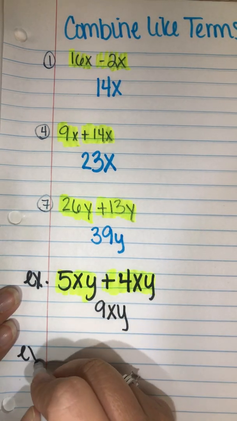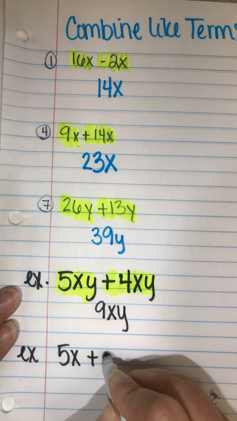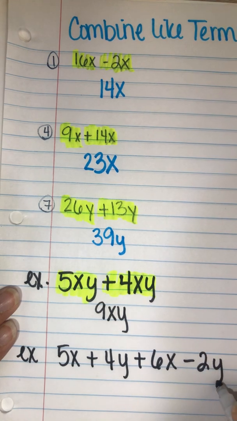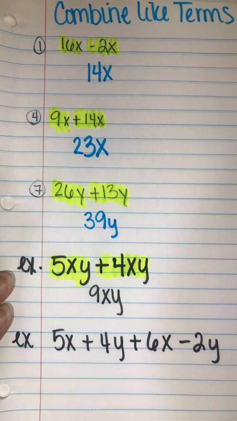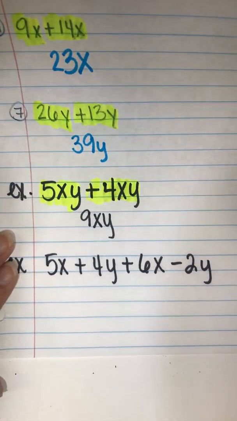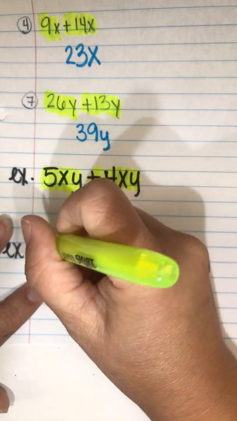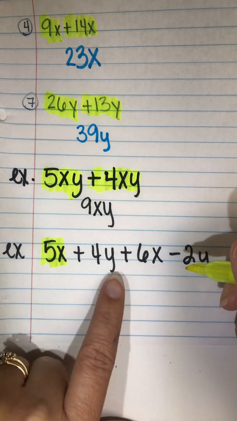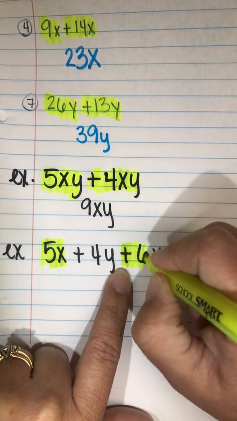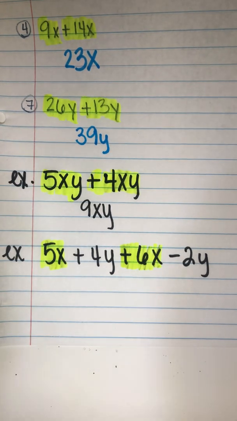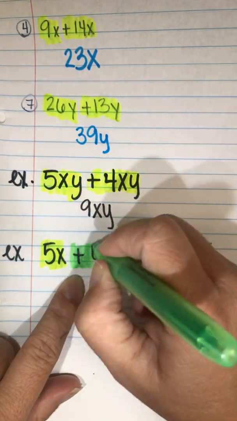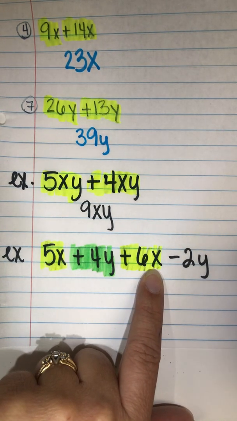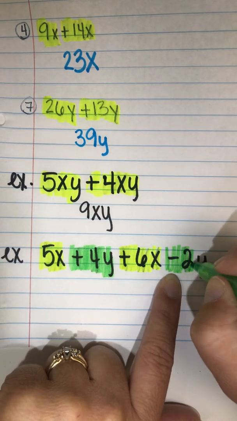So another example would be 5x plus 4y plus 6x minus 2y. First, I need to identify my like terms. Remember, like terms have the exact same variable part. So this 5x has an x, only an x. So I need to look in my list here to see what else has an x. And in this case, it's going to be a positive 6x. Then I need to look at my positive 4y. We're looking in our list to find something else that has a y. So in this case, it would be a negative 2y.